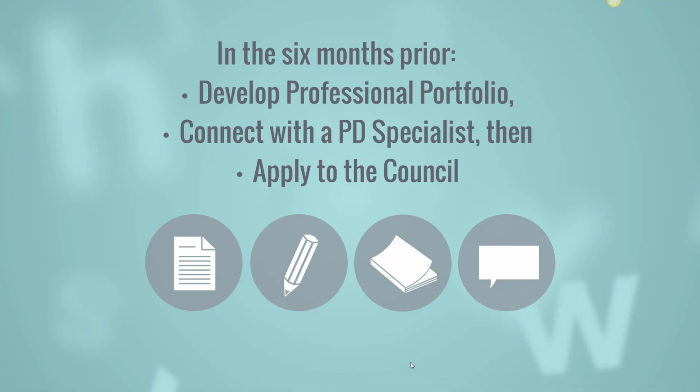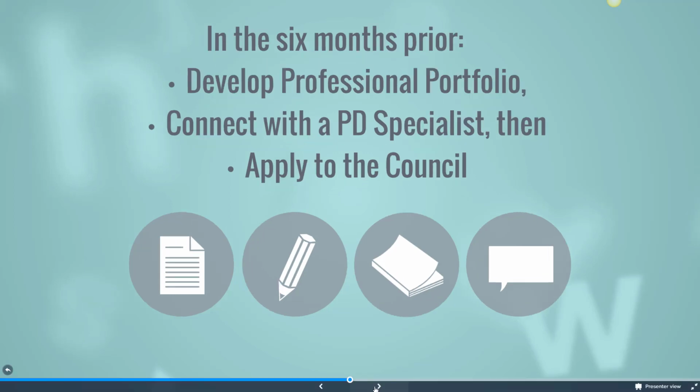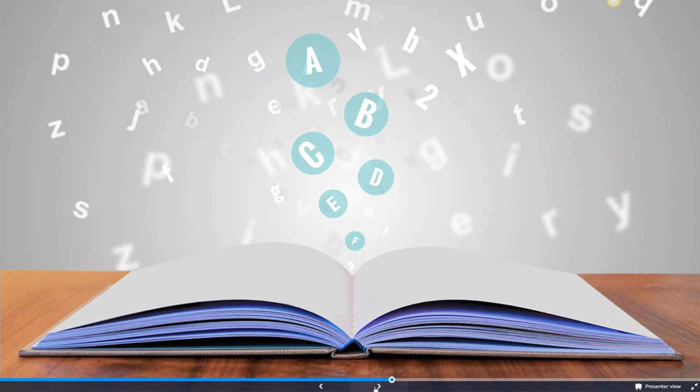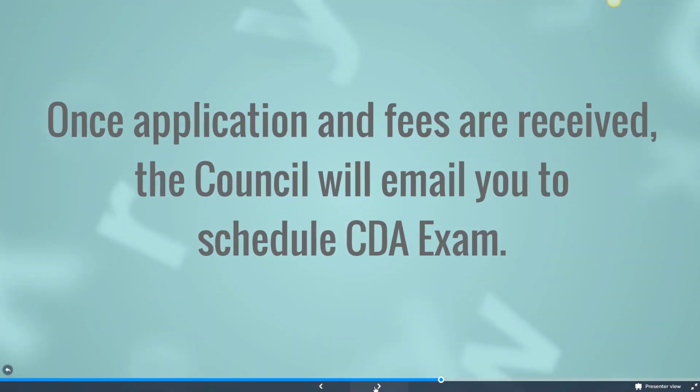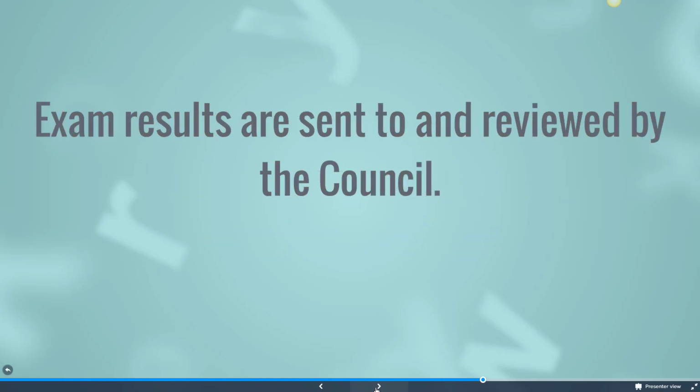identified and have completed the professional development portfolio, you are ready to apply to the council. You can use the online or paper-based system. The application fee is $425 and is due at the time that you apply. Once received, you will wait until your application has been reviewed and accepted by the council. A notification message will be sent to you by email for scheduling your CDA exam.